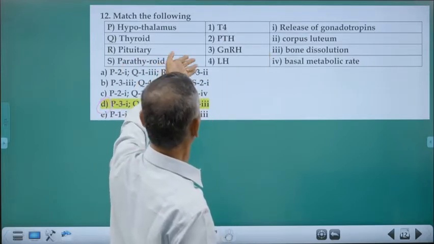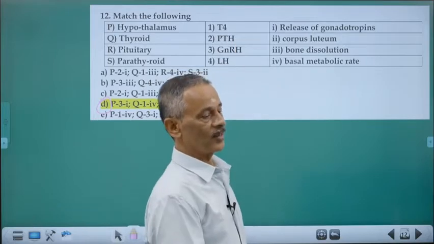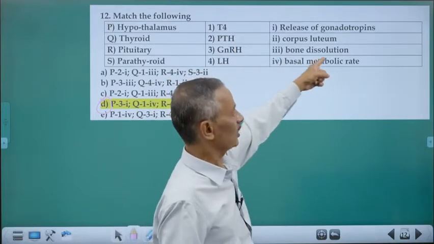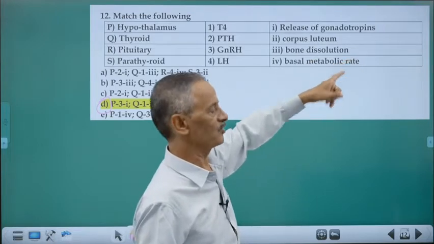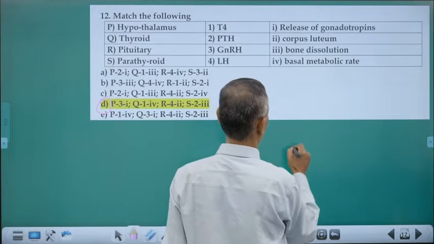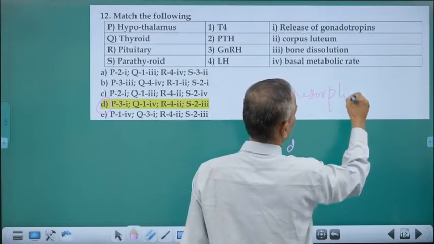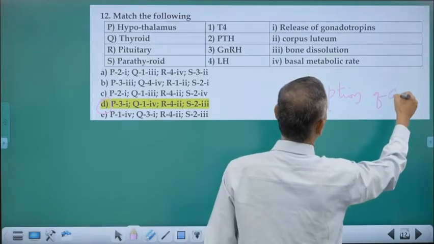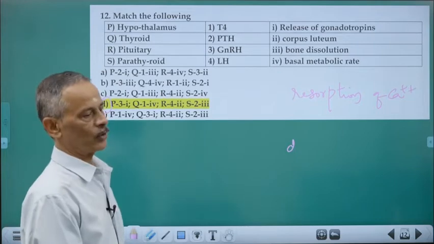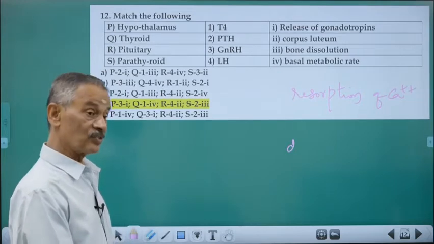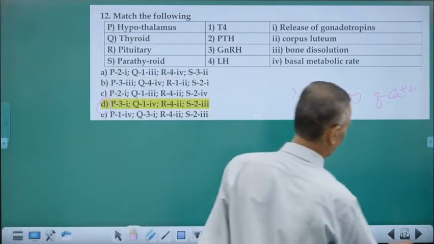Parathyroid, PTH, is responsible for the removal of calcium from bone, so that bone dissolution occurs. It is better called demineralization or resorption of calcium from bone. So bones become weak because of the parathyroid hormone. It is a hypercalcemic hormone.